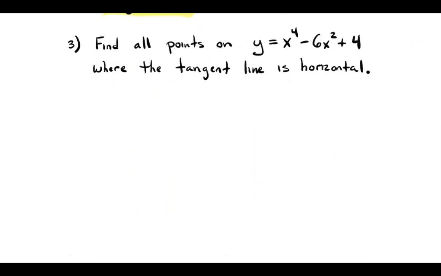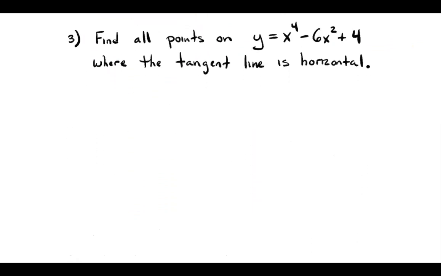Let's do a couple of examples where we kind of circle back and look at some notions that we discussed in the past. So in particular, I want to involve this word tangent line. In this problem, I'm really asking a question about a derivative, but I'm doing it in the form of asking you about a tangent line. So I'm asking for all points on this graph, y equals x to the fourth minus 6x squared plus 4, where the tangent lines are horizontal.